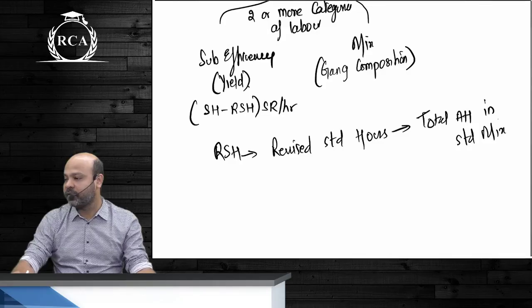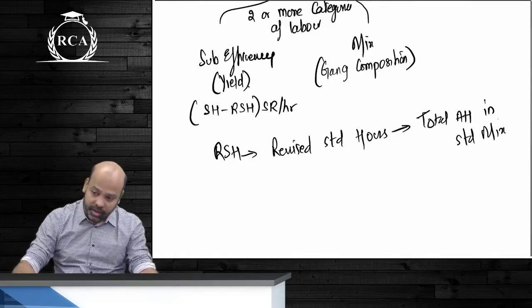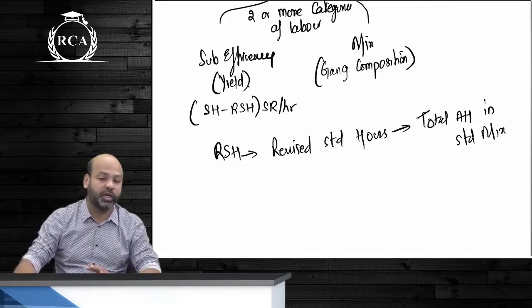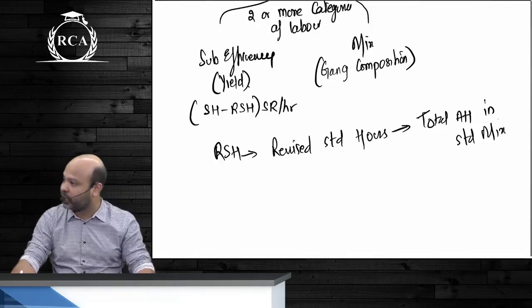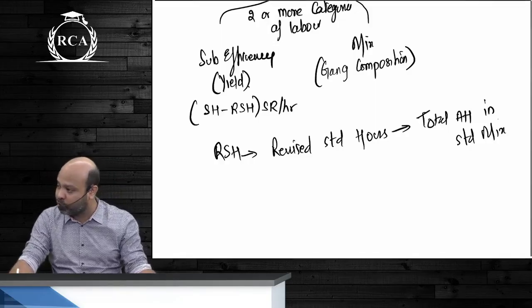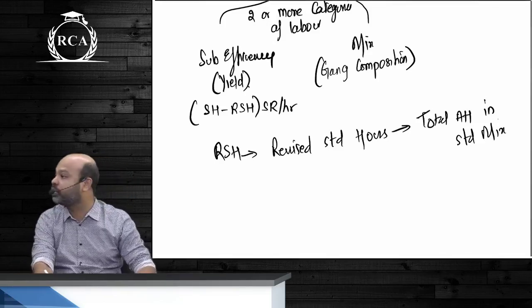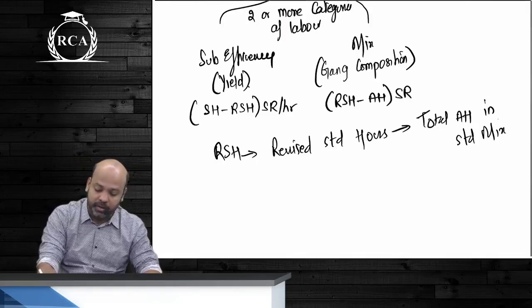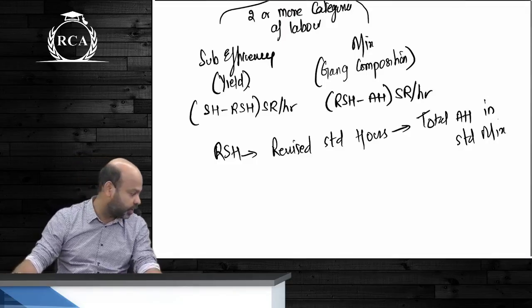Standard hours minus revised standard hours multiplied by standard rate per hour, guys. Standard hours are already in standard proportion. Revised standard hours are also in standard proportion. But one is total standard hours, one is total actual hours. So we are taking difference on account of total number of hours, but not on account of proportion. What will be gang composition? Multiplied by... This will be the gang composition variance, guys, or mix variance.